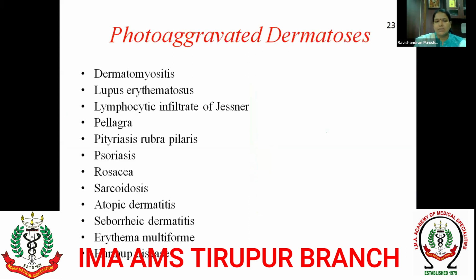Then there are certain conditions where the real pathogenesis is different, but there will be a flare-up due to sun exposure. Among them are connective tissue disorders like systemic lupus erythematosus, dermatomyositis, lymphocytic infiltration of Jessner, then papulosquamous disorders like psoriasis and pityriasis rubra pilaris, and inflammatory dermatoses like atopic dermatitis and seborrheic dermatitis. All these conditions can flare up. Even acne and rosacea can flare up due to sun exposure. You can see a few pictures to show that we should not miss these conditions easily.